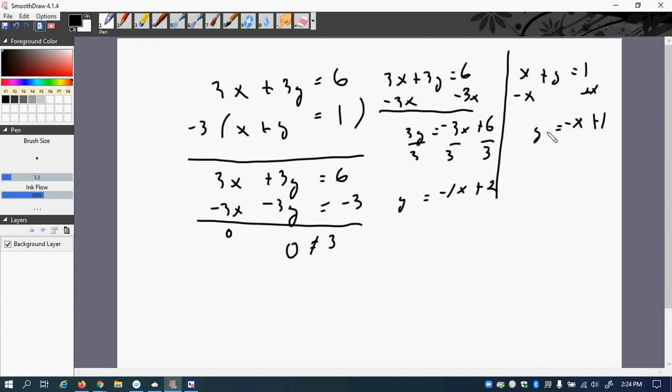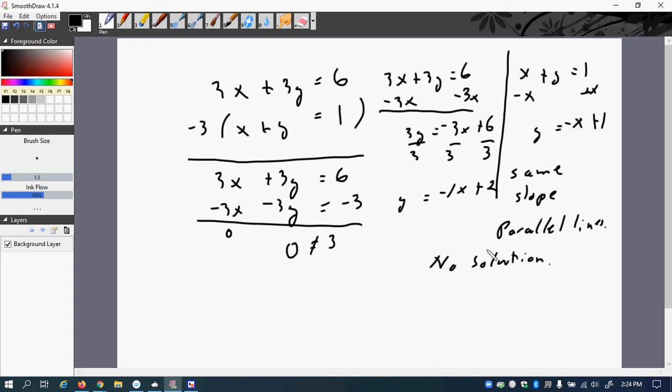Well, what I'm noticing is they have the same slope. And so if they have the same slope, that means these are parallel lines. Okay, and so since they're parallel lines, there is no solution. They're never going to intersect. So we have no solution here.